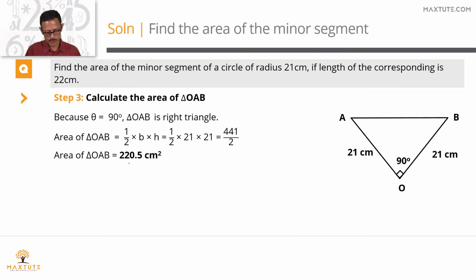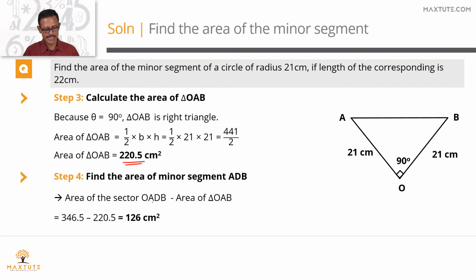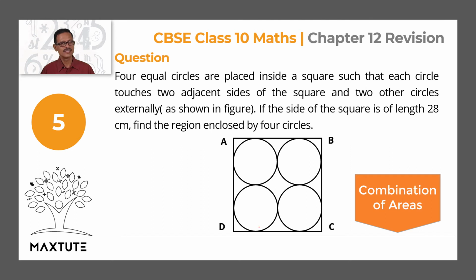That works out to 441 by 2, 220.5. Area of the segment is equal to area of the sector, 346.5, minus area of the triangle, 220.5, which is 126 centimeter square. Let's move on to the next question. It's a very interesting question, lovely question.